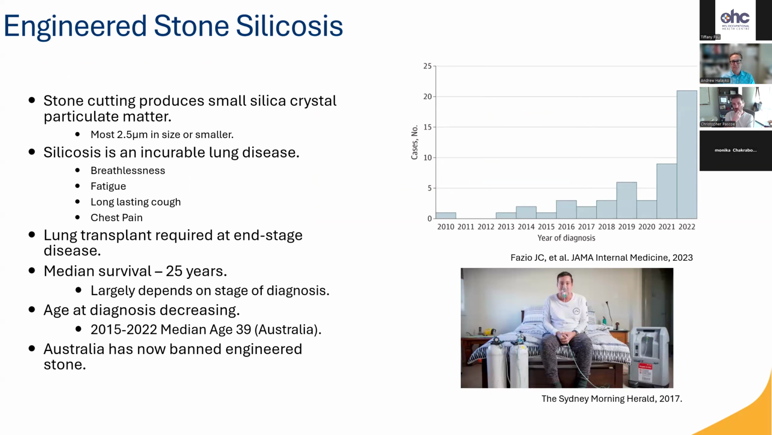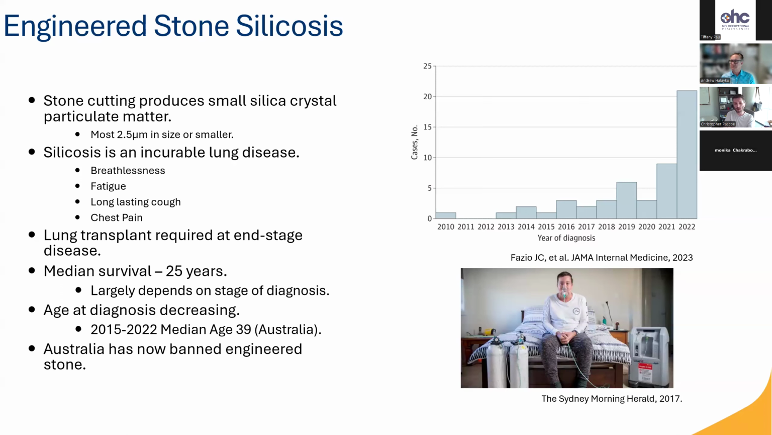Just a quick note on engineered stone. We have a colleague in Melbourne who's very interested in this problem. Stone cutting, so engineered stone countertops and things like that, produce silica crystals that can enter into your lung. And there's increasing evidence that it causes silicosis, which is an incurable lung disease in people that causes breathlessness, fatigue, chest pain, a cough that won't go away. Often you require a lung transplant at end stage of disease. It's lethal with a median survival of 25 years, but the age of diagnosis is young.